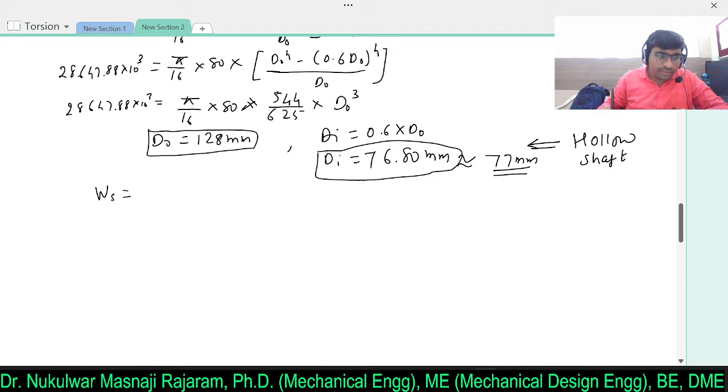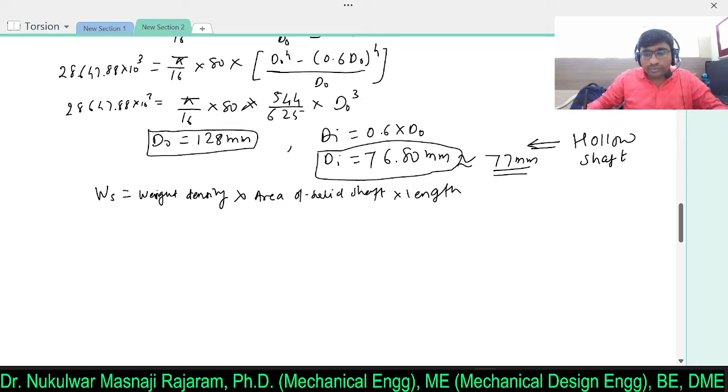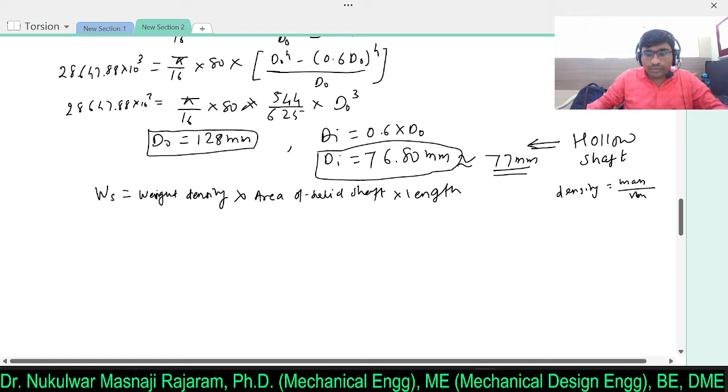So the weight of the solid shaft, I can write, is weight density into area of the solid shaft into length. If you observe the density, it is mass divided by volume. Instead of mass, here I am taking the weight. So for weight density, it will be equal to weight divided by volume. Instead of volume I am writing area and length. If you want to evaluate the weight, then I must multiply this weight density into area into length. Clear? I am doing the same thing.